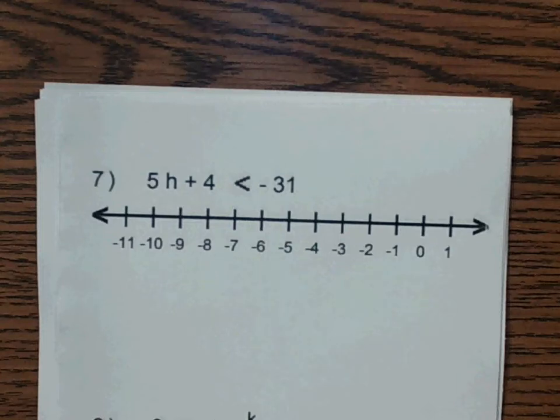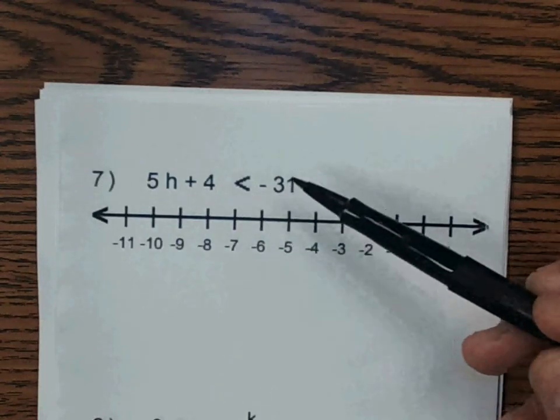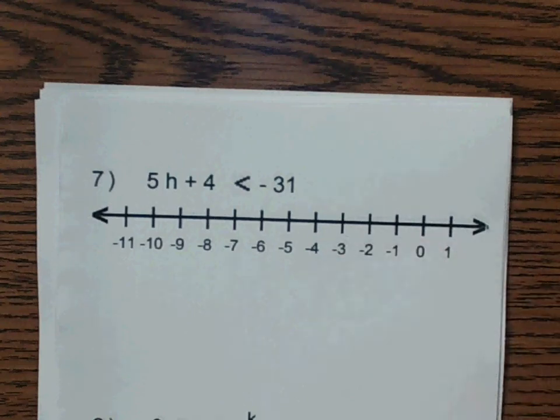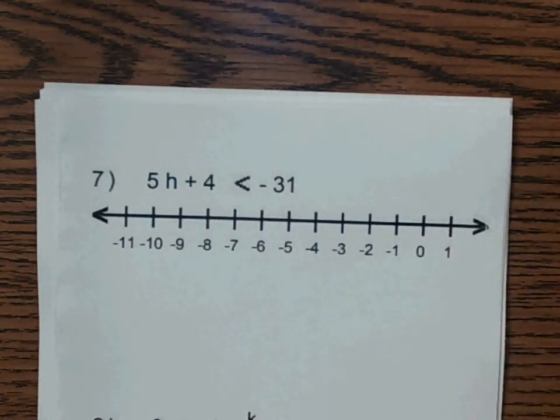Today's tutorial, we're actually going to be working with two-step inequalities. So here you've got the inequality 5h plus 4 is less than negative 31. Disregard the number line right now. But a lot of students struggle with inequalities because the inequality symbol throws them off. So my best advice to you is to treat it as you would a regular two-step equation. So treat it as if right now we're just solving for h.